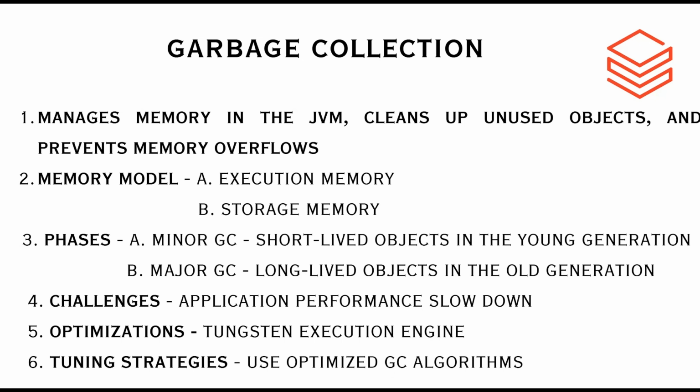So in summary, we can say that while GC is a necessary process in Spark memory management, understanding and optimizing its behavior is also critical for maintaining high application performance, particularly for large-scale data processing workloads, by using these tuning strategies.